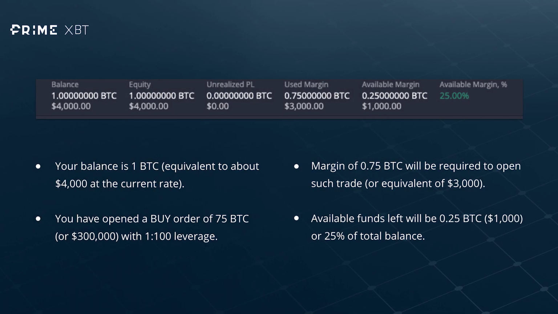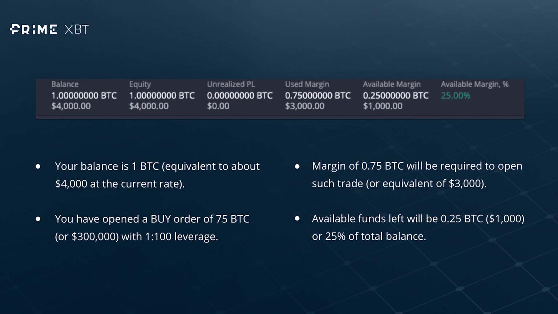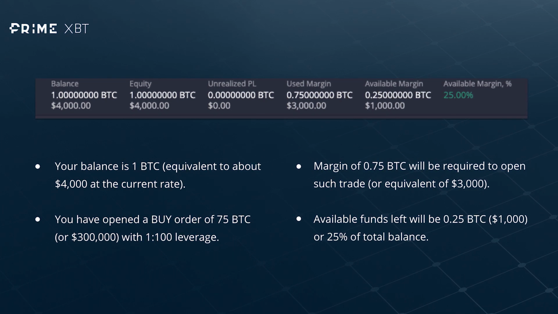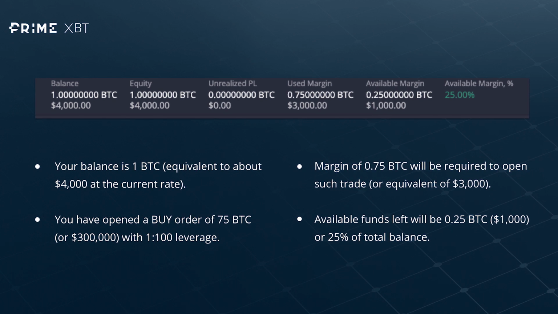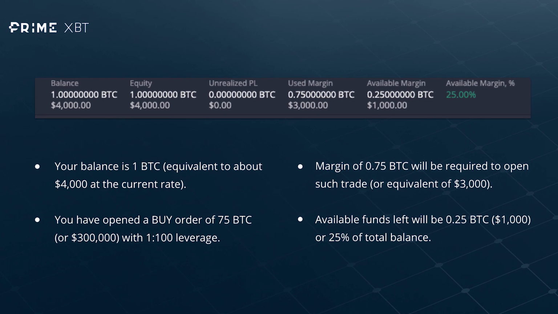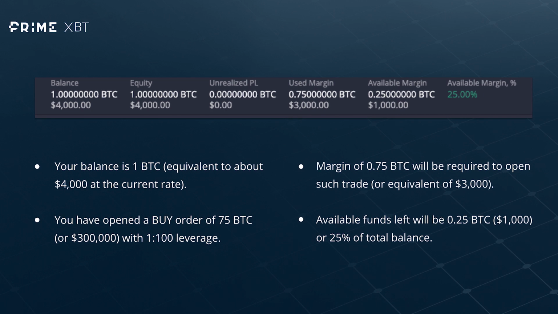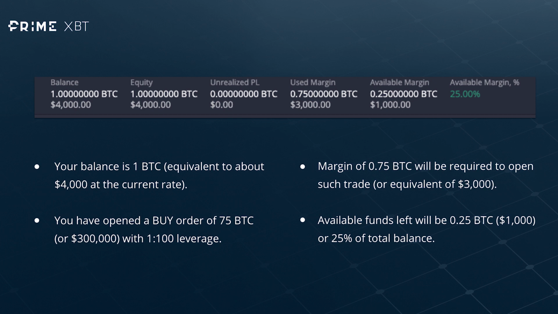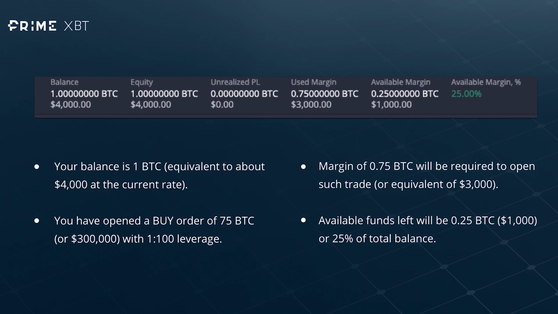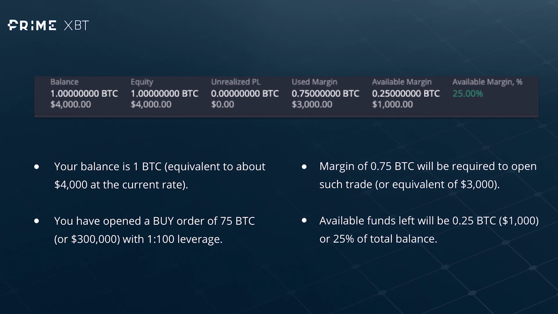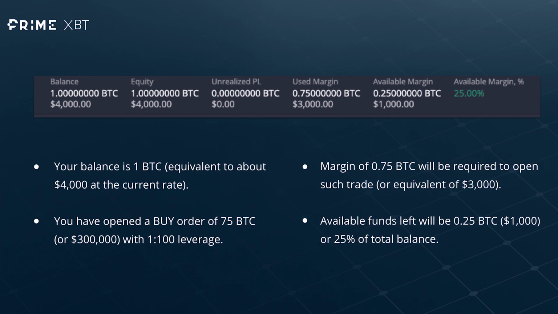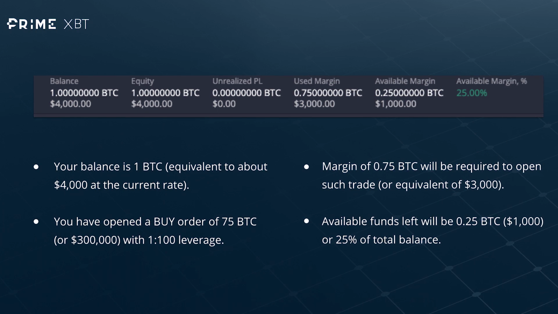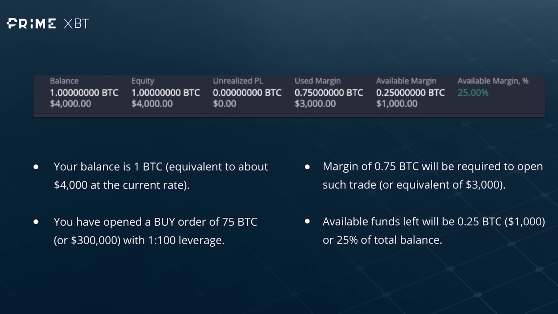For example, your balance is 1 BTC, which is equivalent to about $4,000 at the current rate. You have opened a buy order of 75 BTC or $300,000 with 1 to 100 leverage. Margin of 0.75 BTC will be required to open such a trade, or the equivalent of $3,000. Available funds left will be 0.25 BTC, $1,000, or 25% of the total balance. The following information will be displayed in the trading terminal.